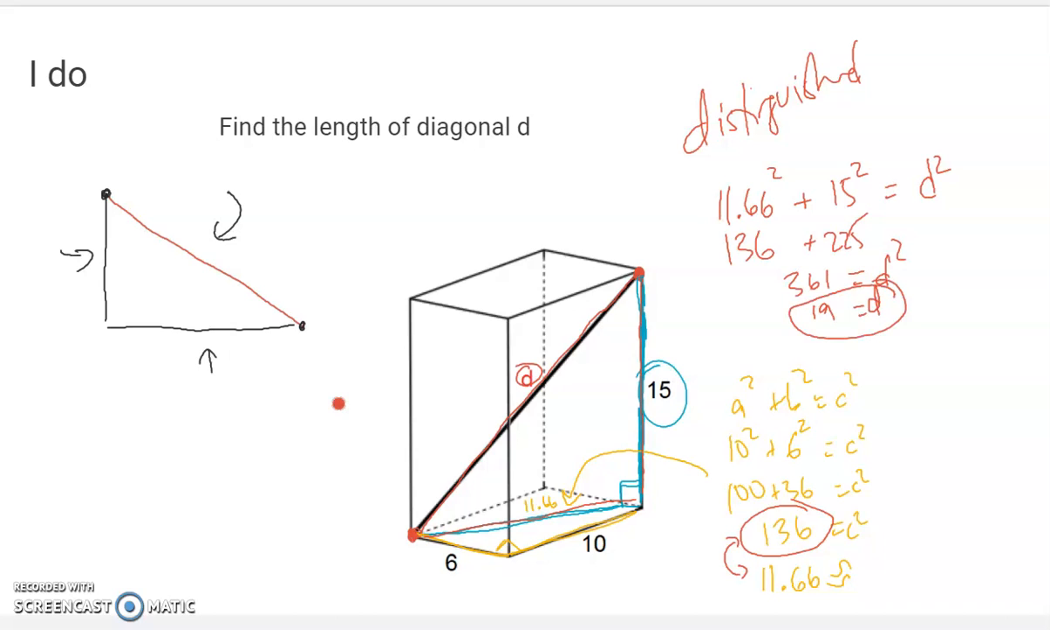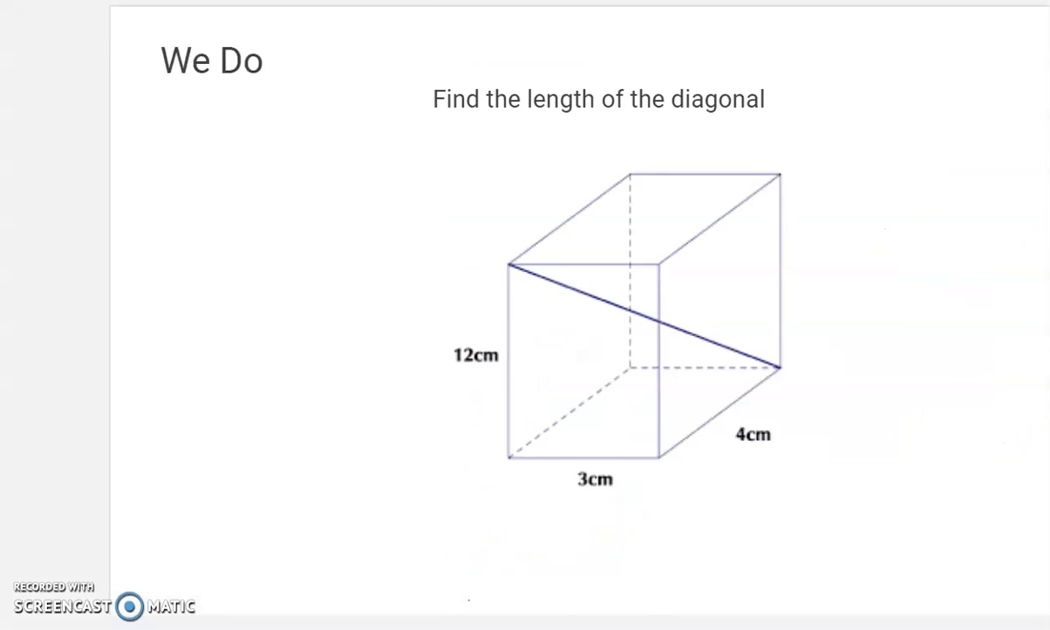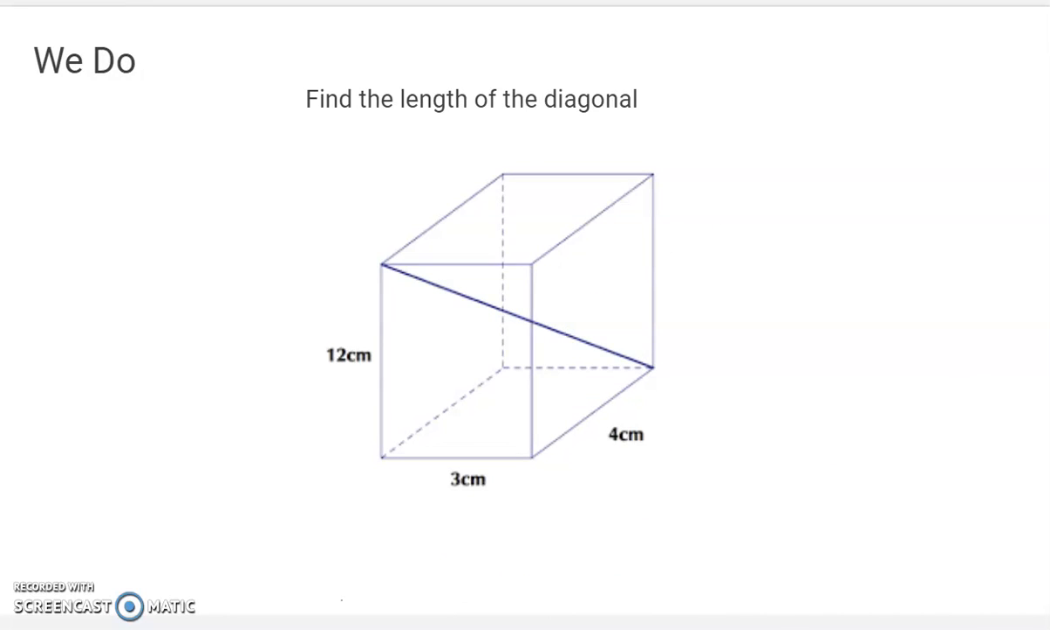So it usually takes applying the theorem twice. Once to find this leg, then a second time to find the diagonal. Open your notebook. Let's try one together. Go ahead and pause here and give this a go. A very similar problem, and we'll give it a go.